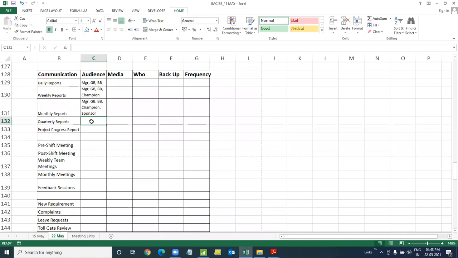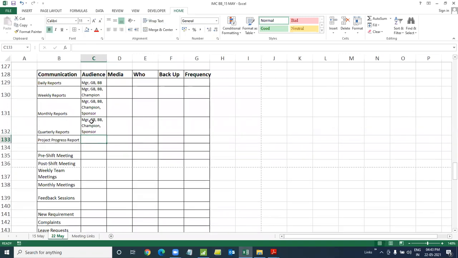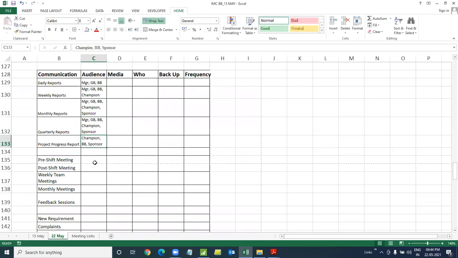Quarterly reports, definitely all of them will be required. The project progress report will go to the champion, the black belt definitely, and the sponsor. You will have this covered. Pre-shift meeting. Who do you need? Say team members, because it is before the shift. You need some supervisor within the project who's going to work, the manager, and say the black belt. So every team meeting, you need them.